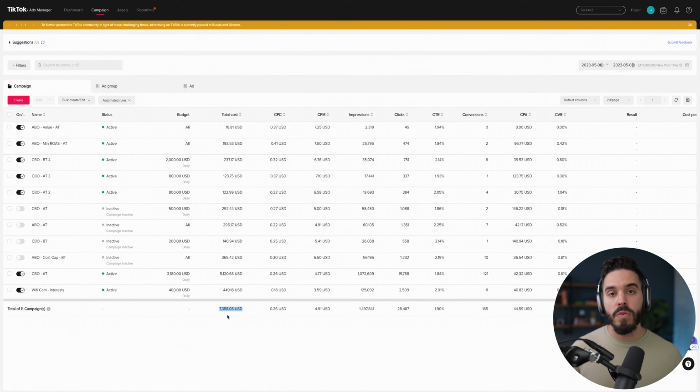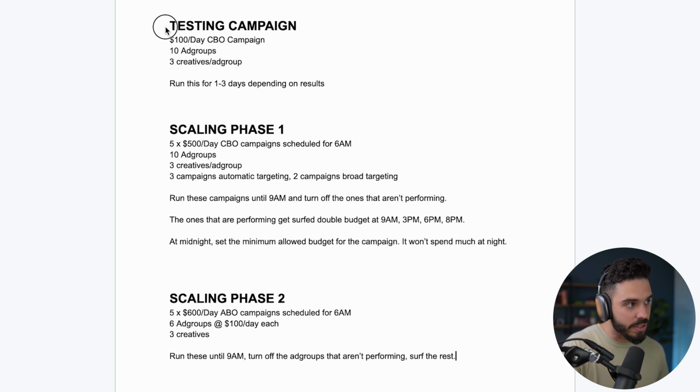Now let's go over what I did to scale this to $9,300 yesterday, and then what we're going to be doing today to take it to $20,000. To begin, let's go over a couple of different scaling phases. The first phase is the testing phase. And for this phase, our favorite way to test new products is with a single $100 a day CBO campaign.